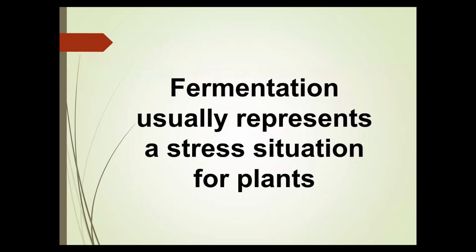Fermentation represents a stress situation for plants. Lots of glucose is being shunted through glycolysis to produce enough ATP to keep the plant cells alive, and is energy wasteful as the energy potential of the glucose molecule is underutilized. Also, if the ethanol accumulates to too high levels in the cells, it can actually poison and kill them.